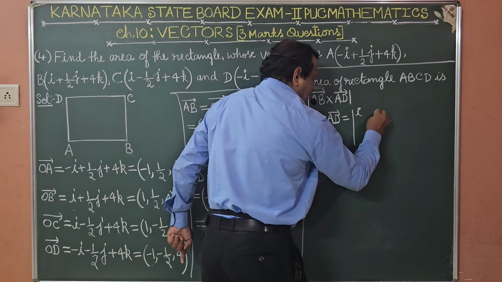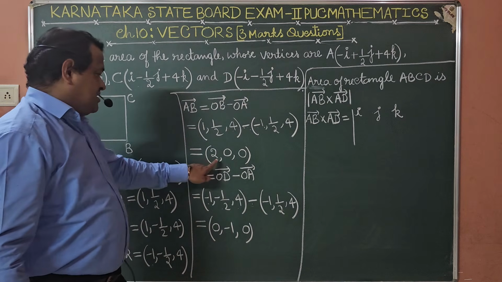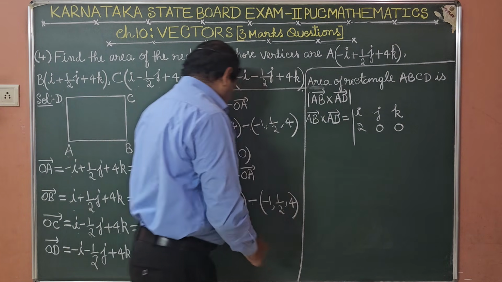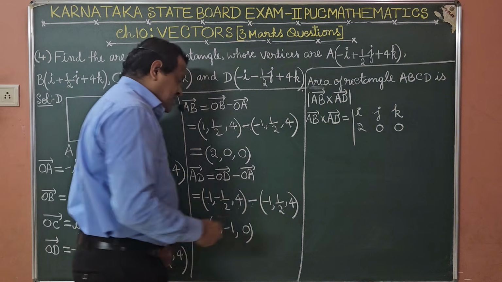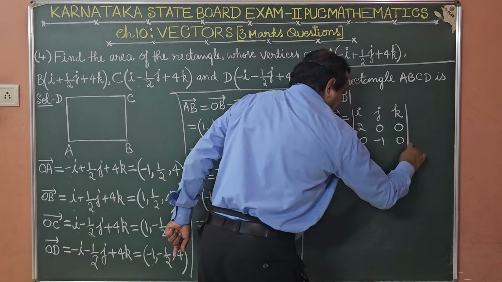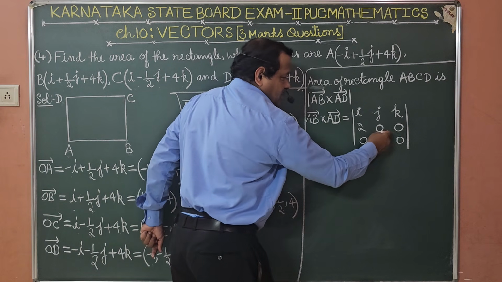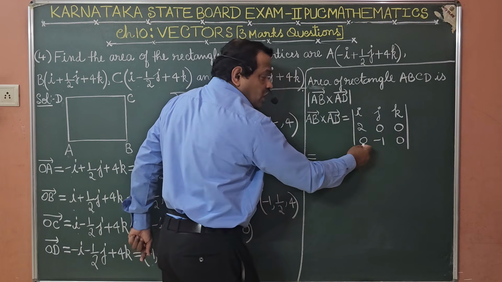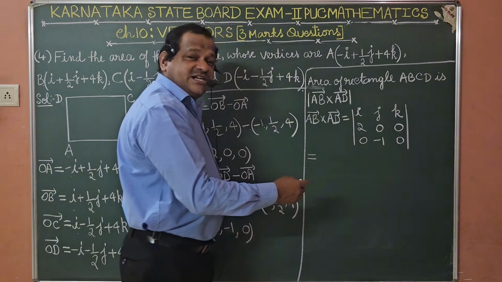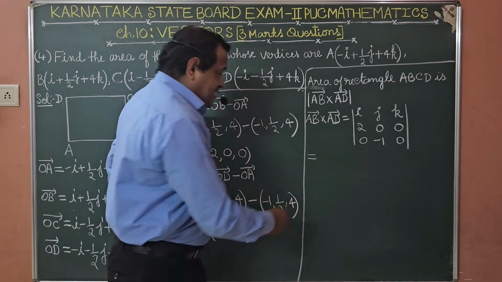First row I, J, K. Second row AB vector, say 2, 0, 0. Third row is vector AD, 0, minus 1, 0. And if I expand this, you can easily expand it over second row because two elements are already 0. Or you can easily expand over third row because two elements are already 0. But I will expand it over the first row itself.